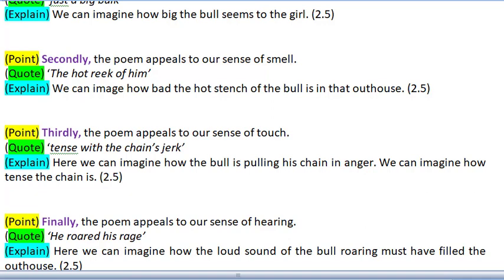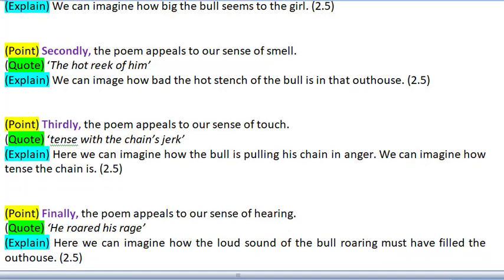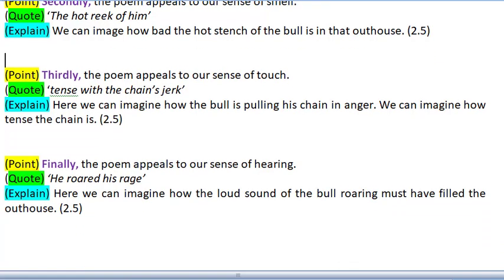Point, quote, explain. Linking word, thirdly. Thirdly, the poem appeals to our sense of touch. Open quotation mark, tense with the chain's jerk. Close quotation mark. Explain. Here we can imagine how the bull is pulling his chain in anger. We can imagine how tense the chain is. Like before, 2.5 marks out of 10.